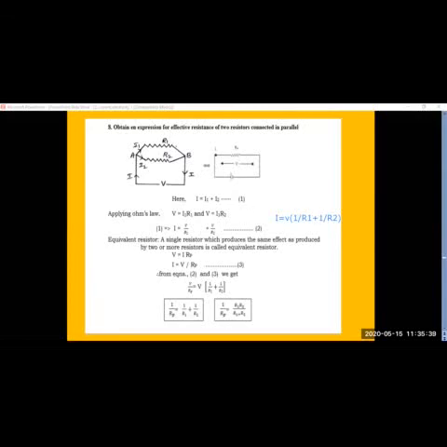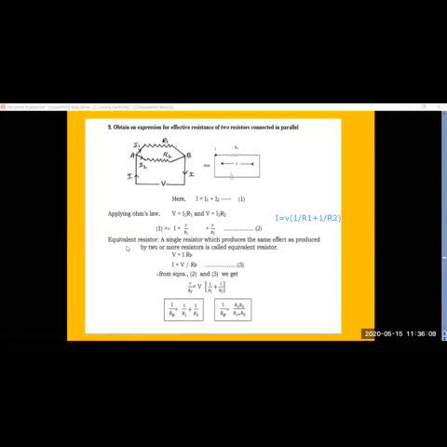I'm quickly brushing this up again. The circuit is clear to you. I will be equal to I1 plus I2. Apply Ohm's law. V equals I1 into R1. V equals I2 into R2. Change this to I2 and add using this formula. It will be V by R1 plus V by R2. The common factor here is V. Remove that outside. You will get 1 by R1 plus 1 by R2.